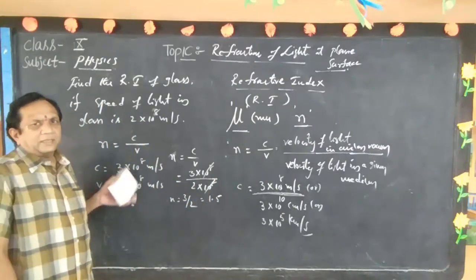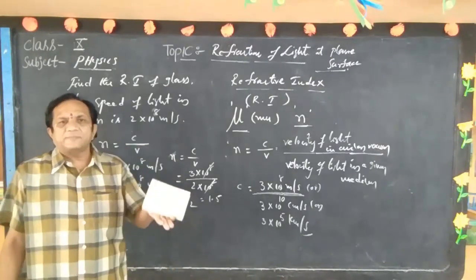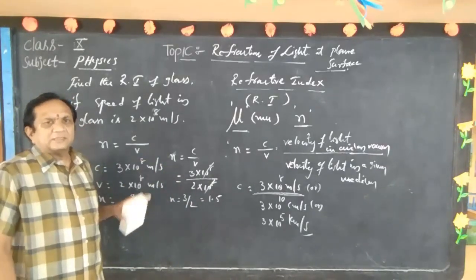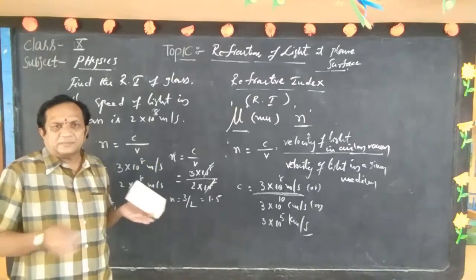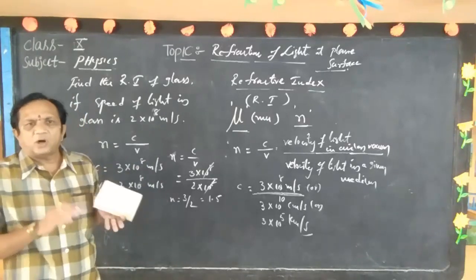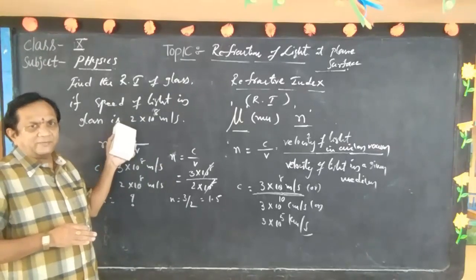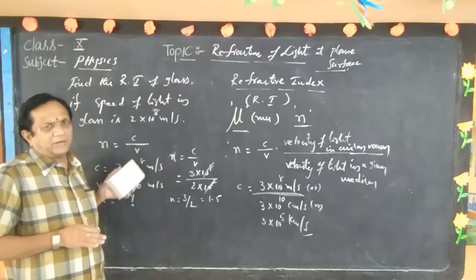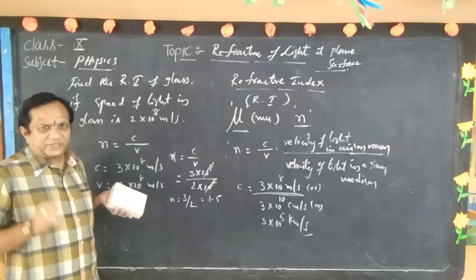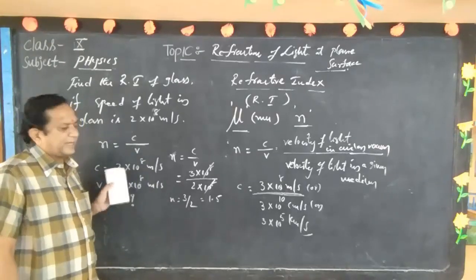And one more thing to remember: refractive index has no units. Sometimes, to create confusion, someone will ask what is the refractive index of a medium in SI units. There is no unit in any system, whether SI, CGS, or whatever system is taken. Remember that refractive index has no unit, because it is a ratio, the ratio between the speed of light in vacuum and the speed of light in the given medium. That's why there is no need to consider a unit.